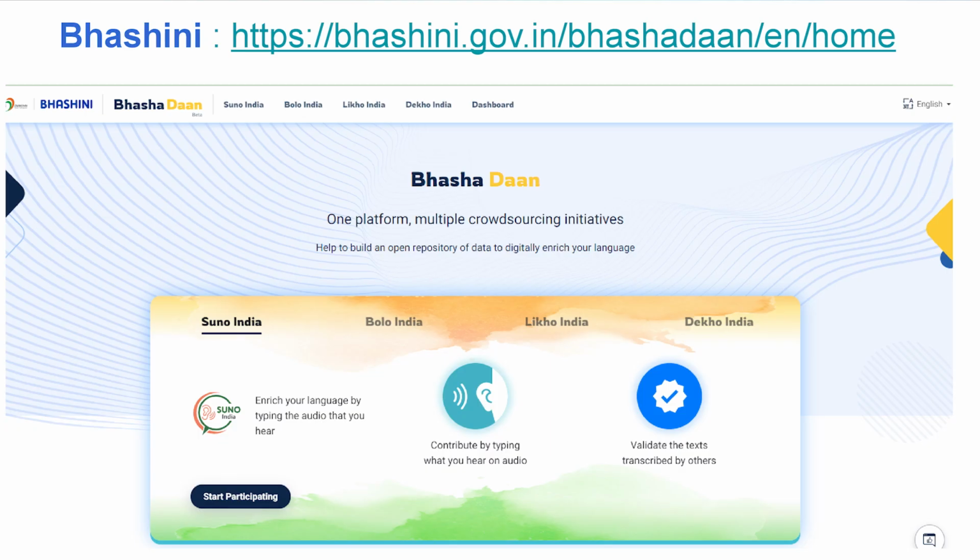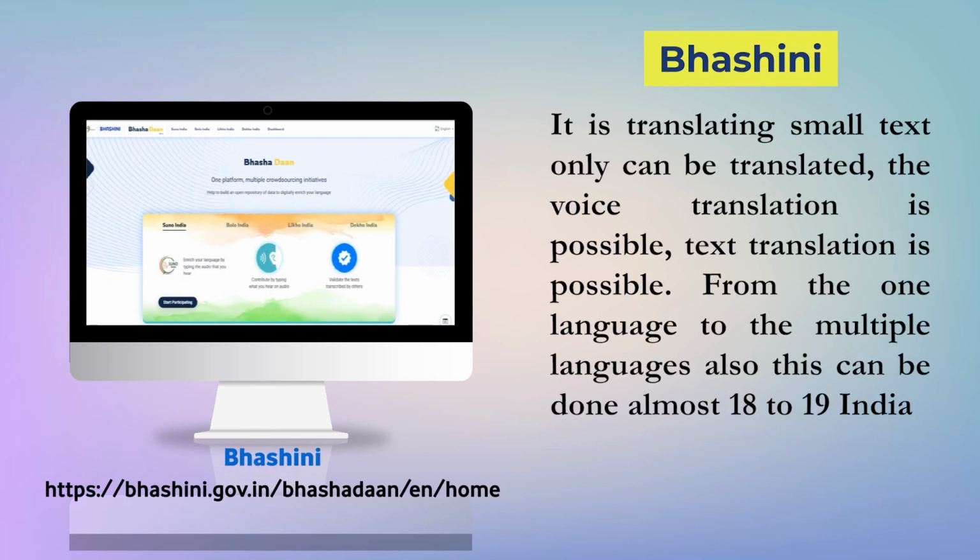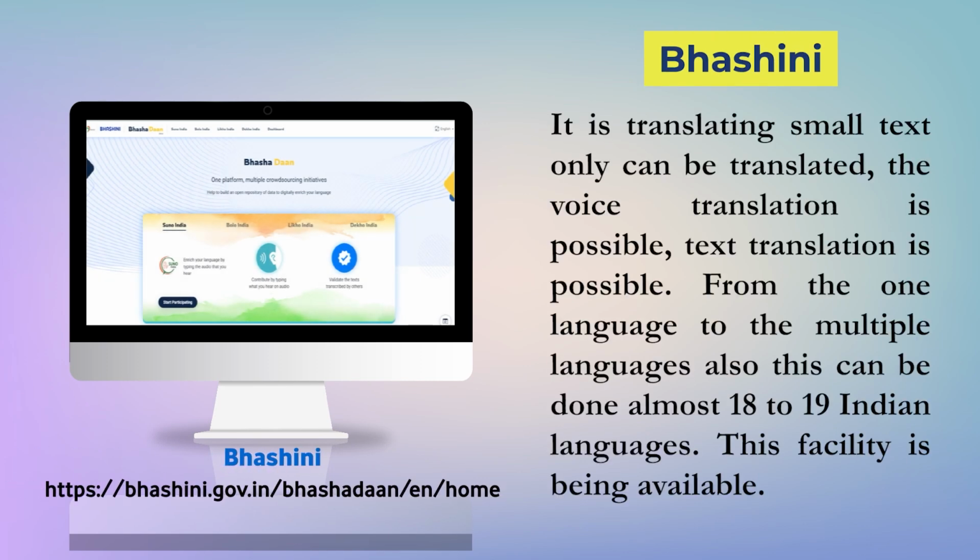This is available on the Play Store and App Store, and it is Bhashini. This is again AI-based, and this is also a very interesting and important translation tool. Only small text can be translated. Voice translation is possible, text translation is possible, and from one language to multiple languages this can be done. Almost 18 to 19 Indian languages are available.